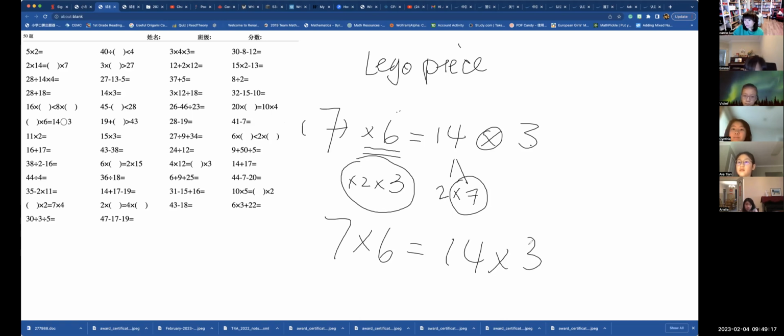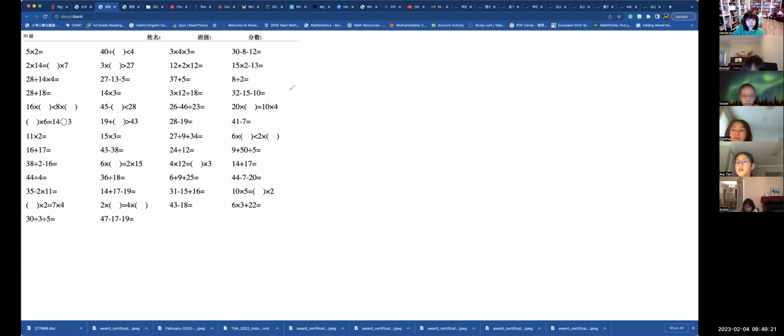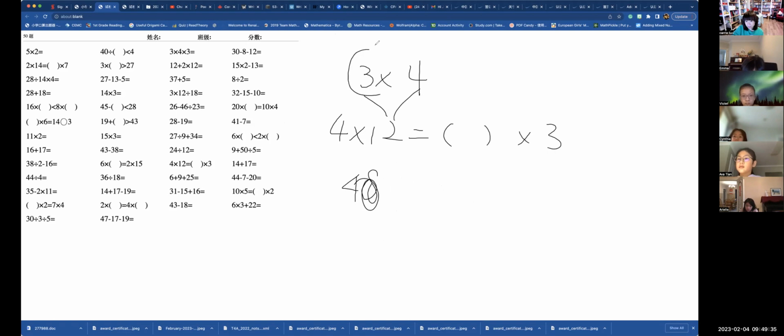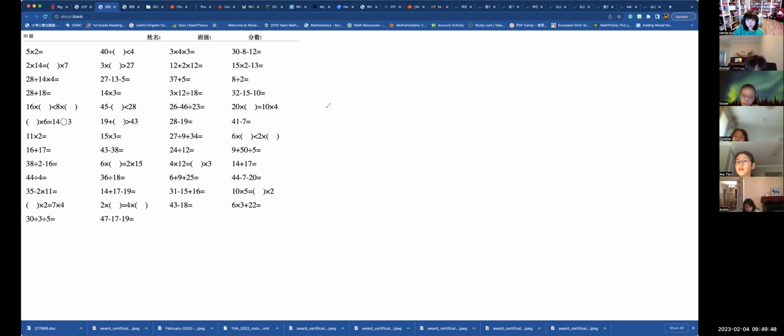Get it? So if you regard every single question like that, every question is very easy. So for instance, 4 times 12 equals what times 3? Of course, you can do 48 and divide by 3. But for me, 12 equals 3 times 4, right? So we have 3 times the common thing. So what is it missing? 4 times 4. So here must be 16. Get it, everybody? Taking every number as a Lego piece will be very helpful.